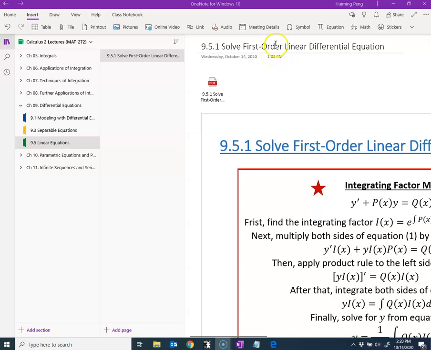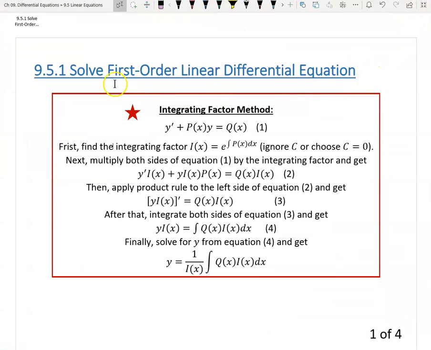In this video, we are going to deal with the first order linear differential equation, which is a simple and well-studied type of differential equations. Let's see the material. First, I am going to introduce the integrating factor method, which we can use to solve the first order linear differential equations. Then we will practice two questions together about how to use the method, including an initial value problem.